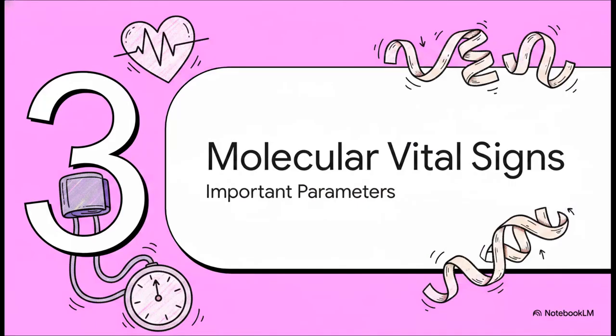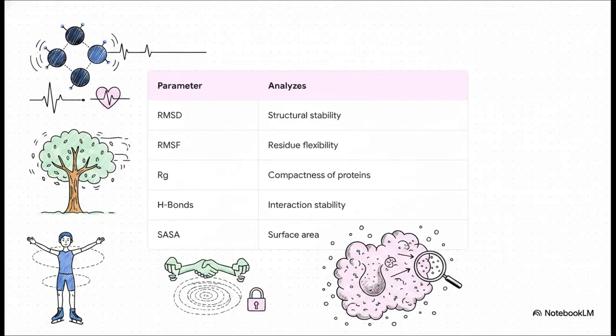Okay, section 3, molecular vital signs. Let's break down the diagnostic metrics you're going to be using pretty much every single day in this lab. These are the parameters we analyze in MD simulation to validate our molecular docking and study conformational changes. First up is RMSD, or root mean square deviation. This evaluates structural stability. Think of it like a patient's core vital signs. If the RMSD is wildly fluctuating, well, our protein is unstable.